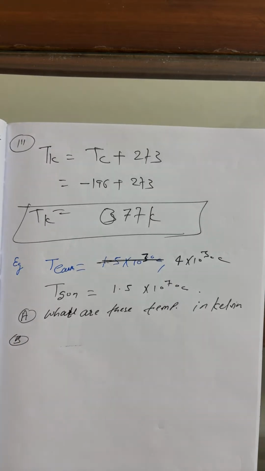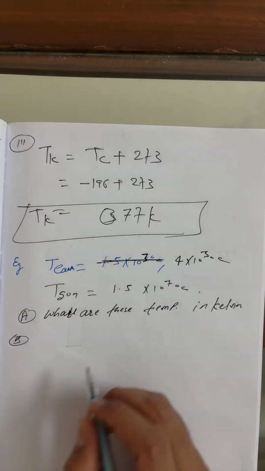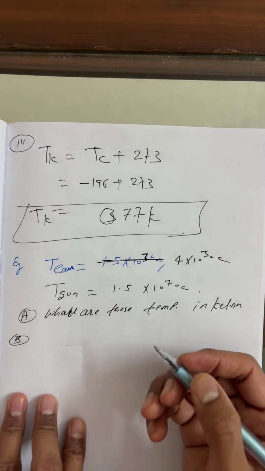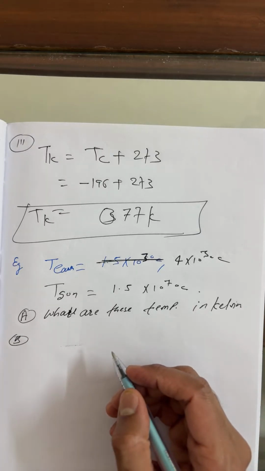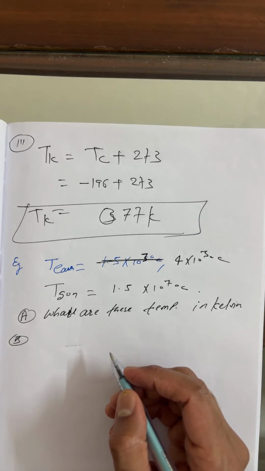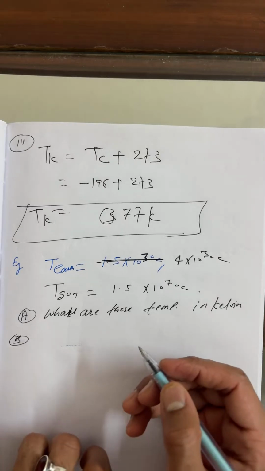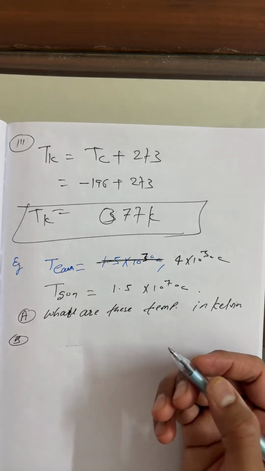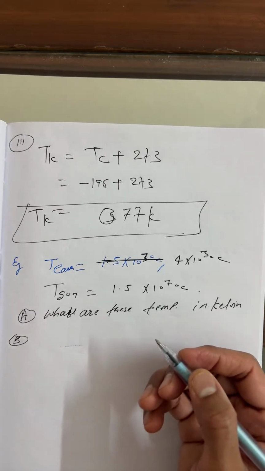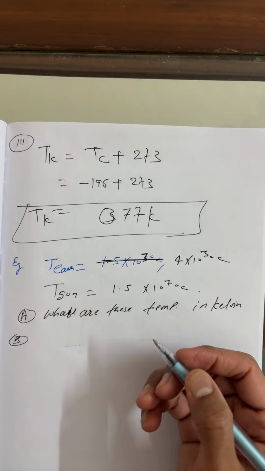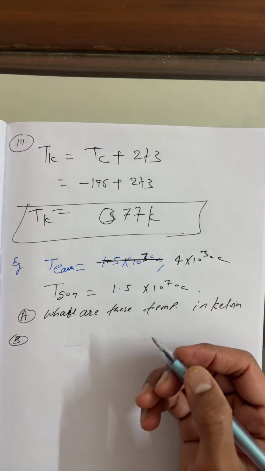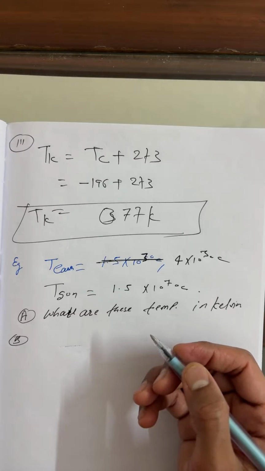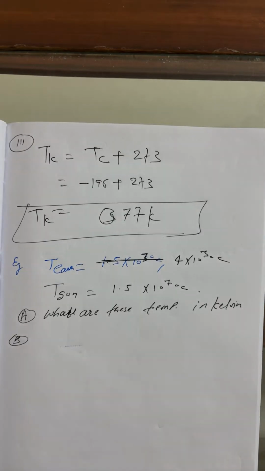In option B, what you need to find? What is the percentage error? What is the percentage error made in each case if a person forgets to change degree Celsius to Kelvin? Answer me, anyone from all of you?